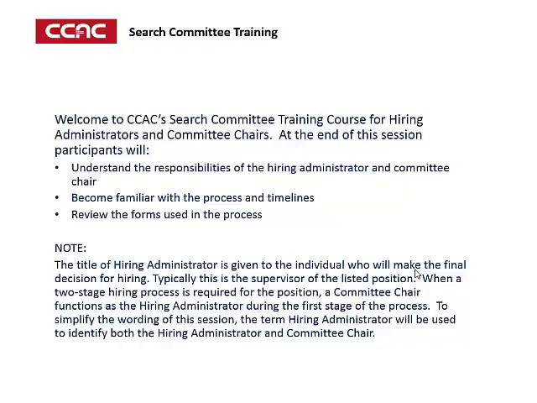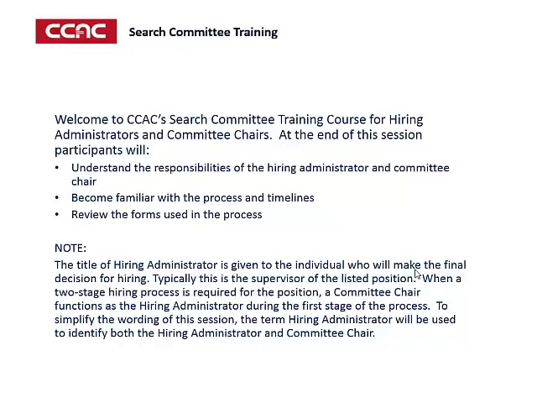It should be noted that the title of hiring administrator is given to the individual who will make the final decision in the hiring process. Typically, this is the supervisor of the listed position. In a case of a one-stage hiring process, the hiring administrator is the only person involved in the leadership of the team. However, when a two-stage hiring process is required for the position, a committee chair functions as the hiring administrator during the first stage of the process.